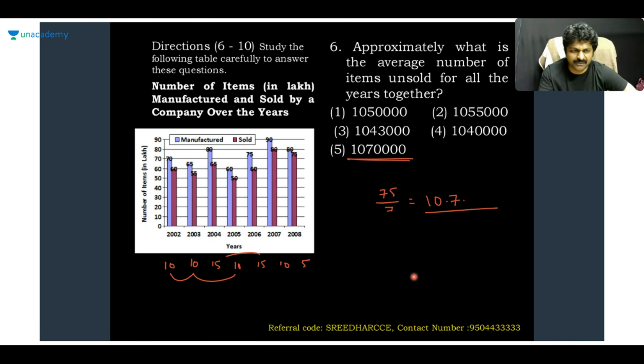In 2004-5. What is 2004-5? This is 10 and this is 15. Perfect. All the values are right. Right. Next.